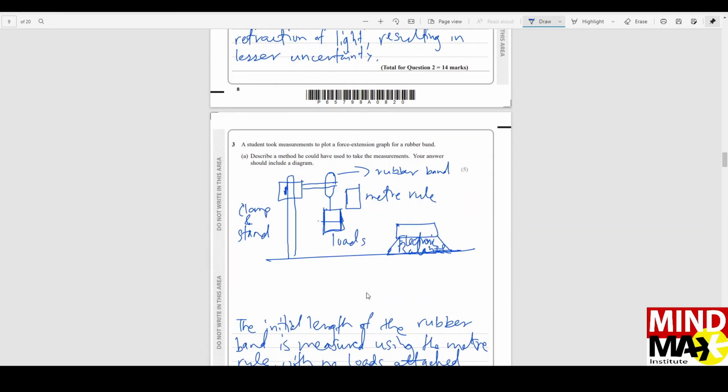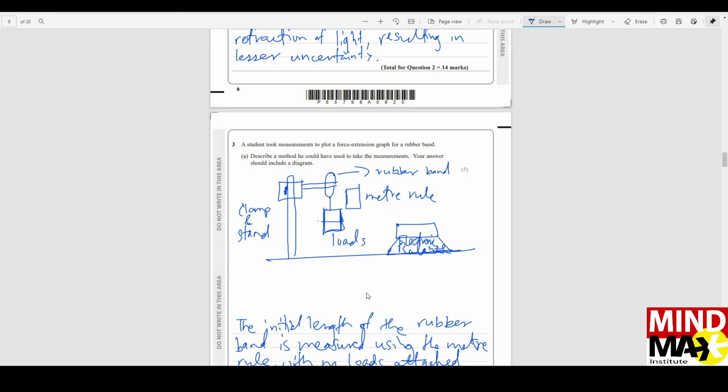Next one, number 3, this is a force extension question. So this is for a rubber band. They are telling you to show a diagram as well. So you use a clamp and a stand to clamp the rubber band, and then you place loads from the bottom of it to extend it. So first you have to take the length of the rubber band without any loads. That will give you the original length.